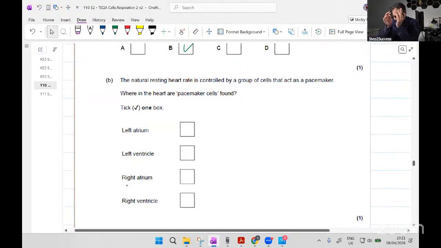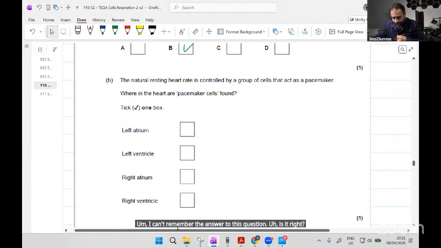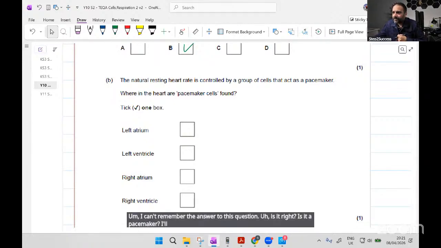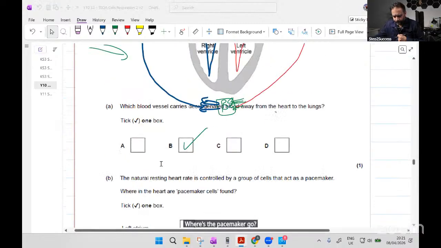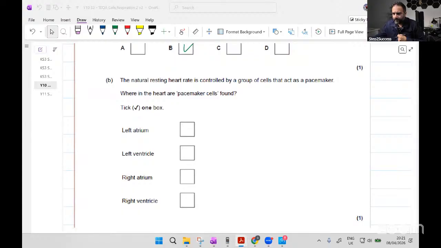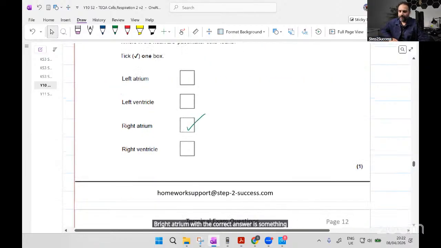I can't remember the answer to this question. Is it right, Adrian? Is it a pacemaker? I'll have to check. Where does the pacemaker go? Right atrium. Well, the correct answer. It's just something to try and remember.